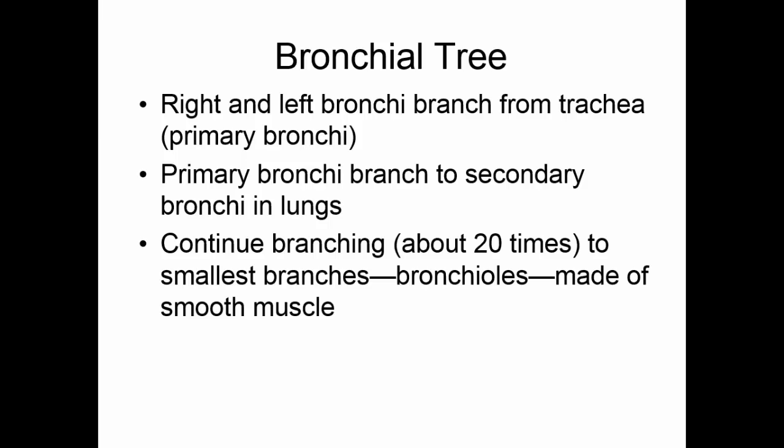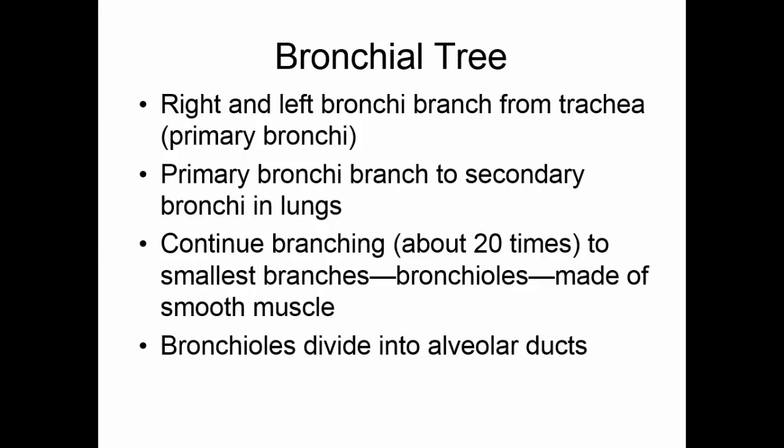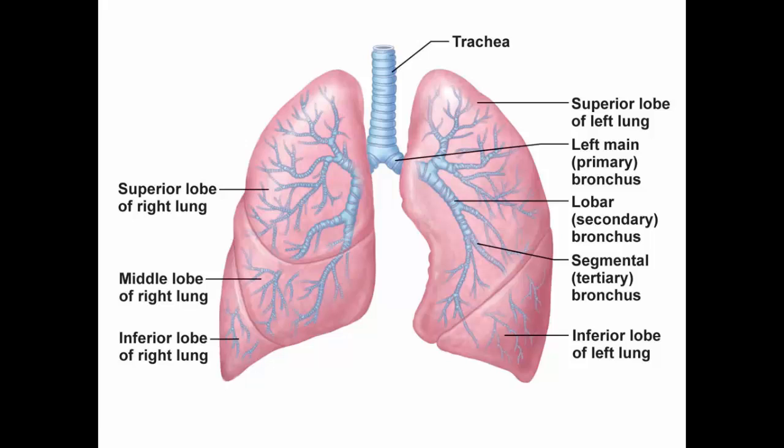The bronchi continue branching and branch up to about 20 times, so we get these tiny, tiny branches that are called the bronchioles. By this point, they're made primarily of smooth muscle. The bronchioles will then divide into alveolar ducts. This is sometimes referred to as the bronchial tree because the trachea looks like the trunk, and then we have branching, branching, branching, like a tree branching. Here you see the trachea, the right and left bronchus, the secondary bronchi, tertiary, and so on till we get down to these tiny, tiny bronchioles.